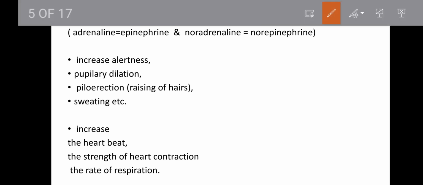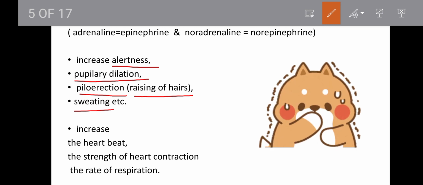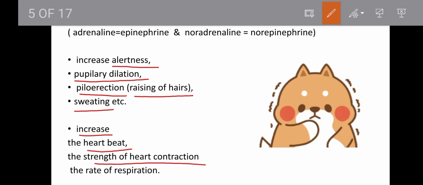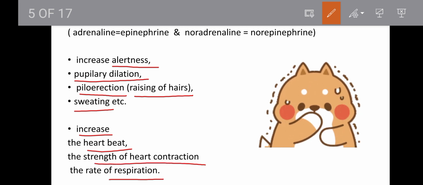Catecholamines increase alertness. They cause pupillary dilation. They cause piloerection, that is raising of body hair. They cause sweating. Catecholamines increase heartbeat, strength of heart contraction, and rate of respiration.